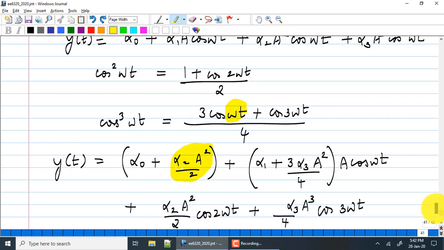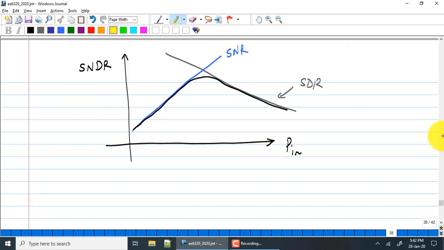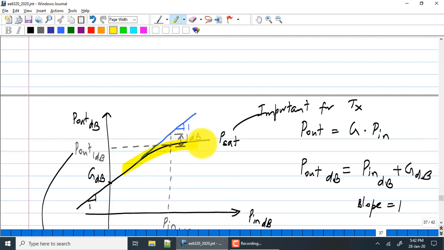What does this refer to? This term here, what is it kind of referring to? Something we have seen before. Compression. Right? You expected it to be linear. You are now on this curve, P out versus P in for the fundamental. Ideally, if alpha 3 was 0, you should have just seen a straight line. But because any nonlinear system will have alpha 3, you will start seeing compression.